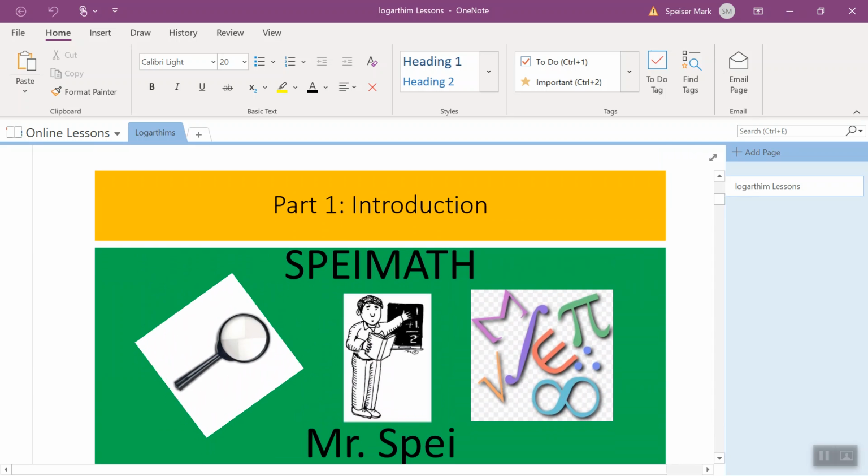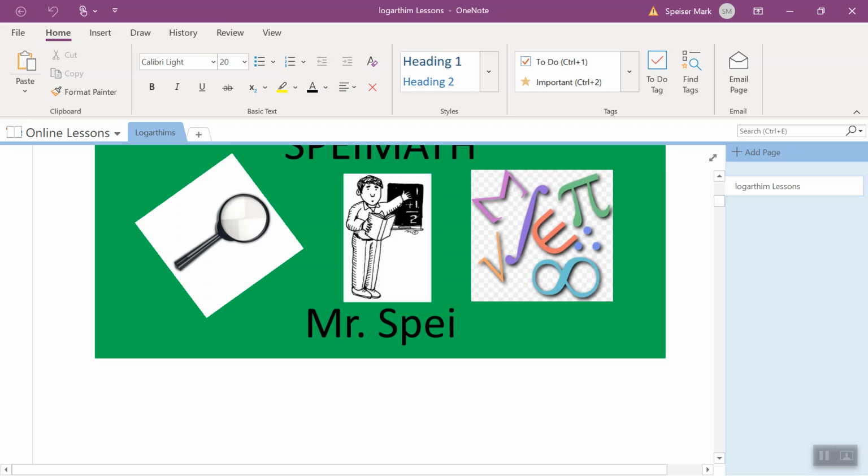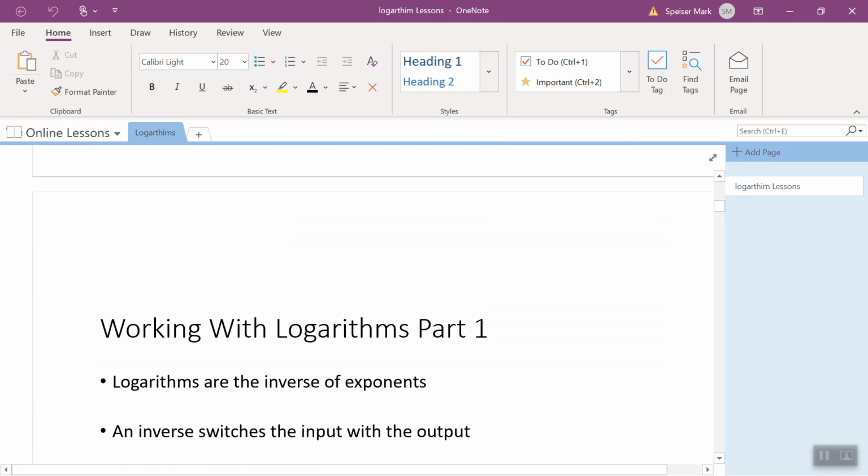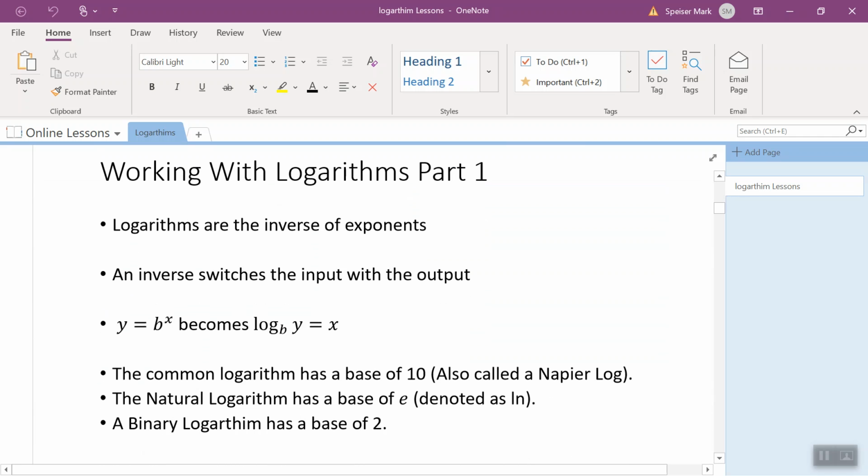Part 1, an introduction to logarithms. Okay, let's go over some basic facts about the logarithmic function. Logarithms are the inverse of exponents. An inverse, just to remind you, switches the input with the output.